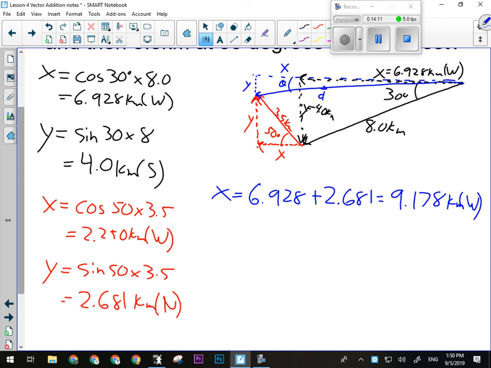Can I figure out how far south it went? Yes, I can. Okay, because if I take this one, and if I take red y, which is what I've got in my hand here, and put it on top of black y, I get blue y. Okay, I get what's left there. Okay, so I'm going to take black y, which was 4 kilometers south. I'll make that negative. And I'm going to add that to my north, which was positive 2.681. Okay, that'll tell me what blue y is.